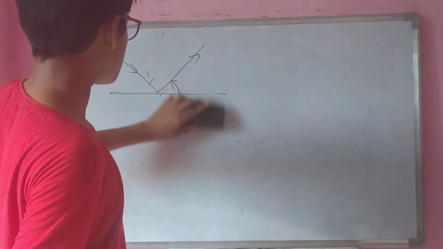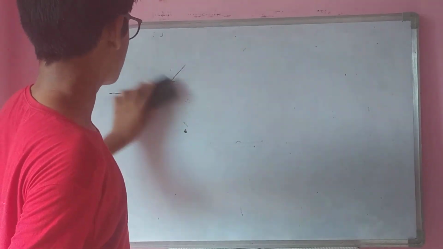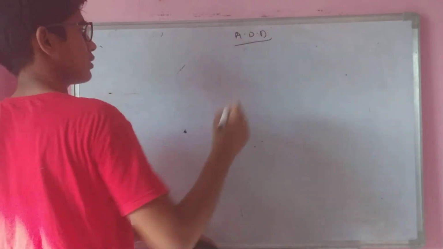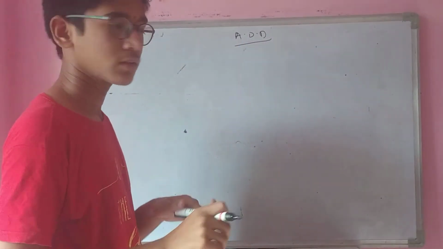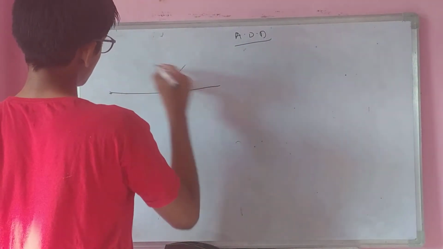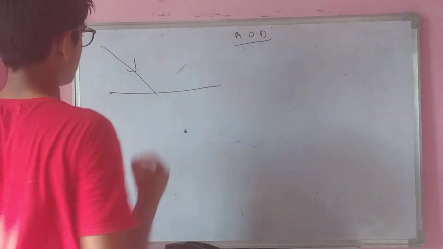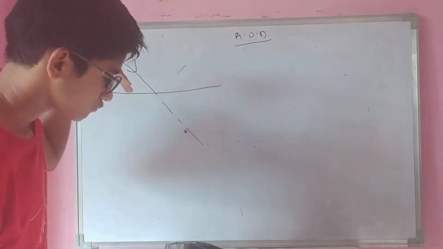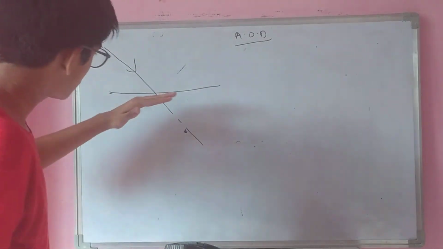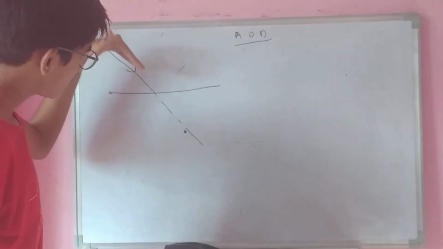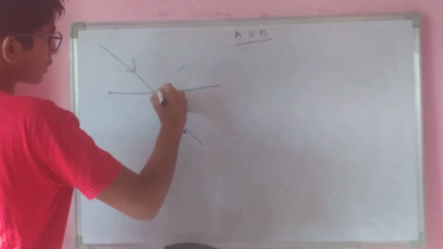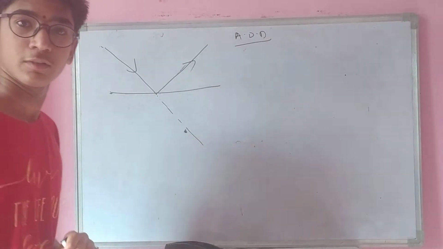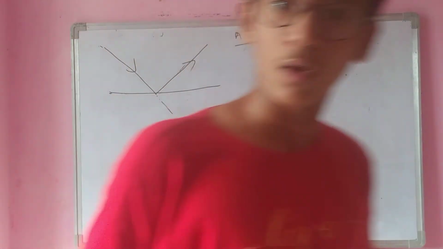But how can we measure this angle? What is this angle? What is the angle of deviation? Generally, it must go in its own path, but due to the plane mirror, it deviated from its path, like this, reflecting. What is this?